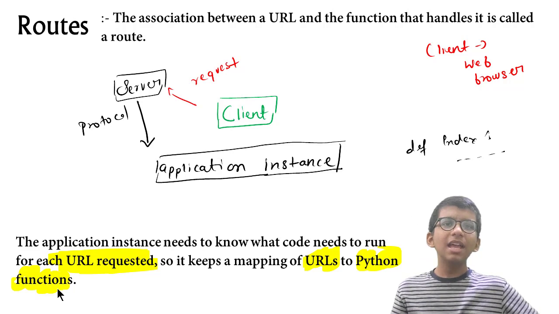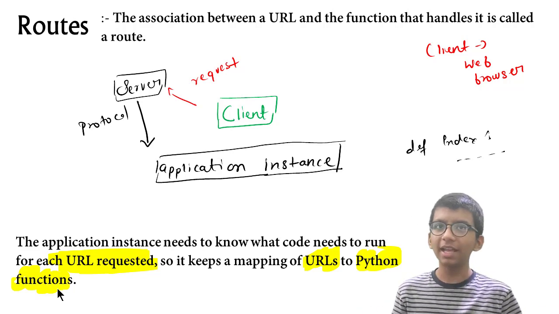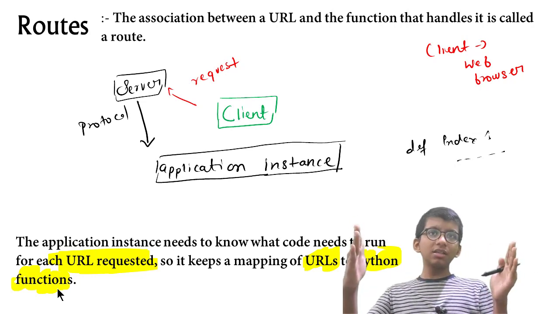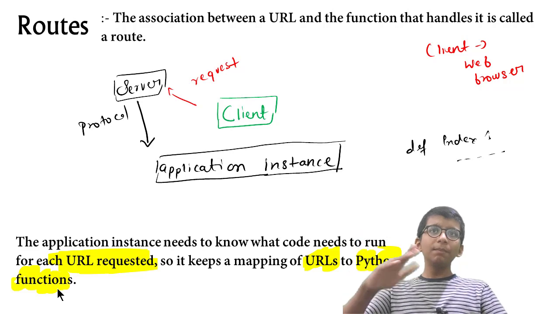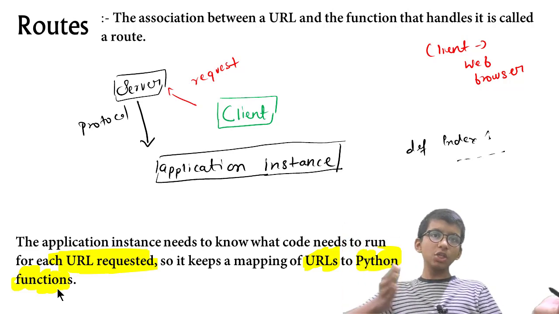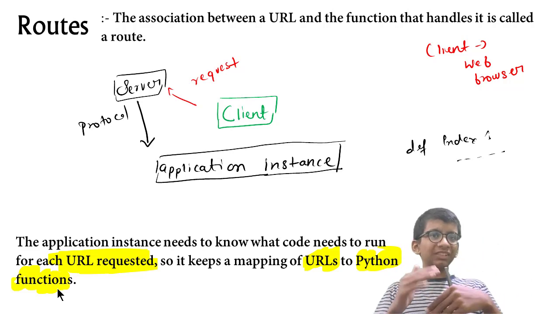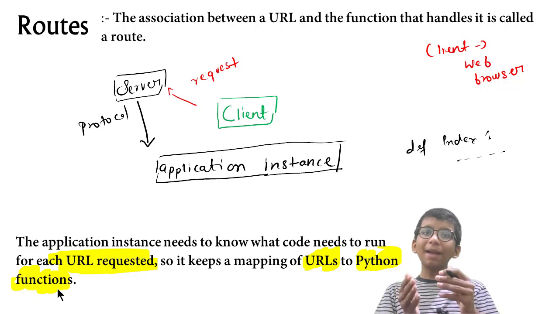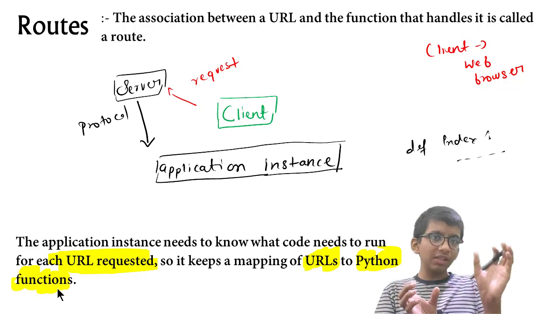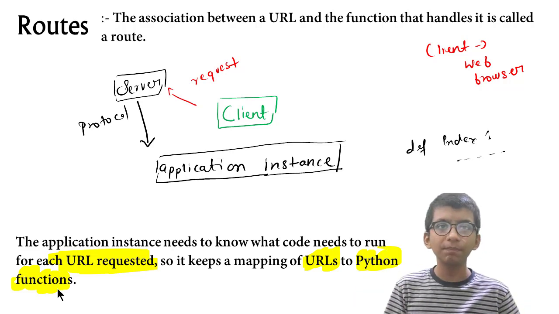Clear? And for more intuition, we'll get to the code in just a second. But simply understand that after getting the request from the client, let's say a web browser, the server passes it to the application instance, and after that the application instance keeps mapping the URLs to the Python functions, and the association between the URL and the Python function that handles it is called the route.